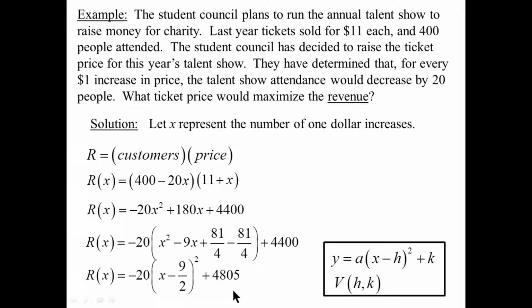From here, using this as a model, here we have vertex form for a parabola, the general case, where k, the y value at the vertex, is associated with y, because k is y at the vertex. So this number here, 4805, will be associated with R of x. So this will be the highest revenue they can get, 4805. Meanwhile, that happens when x is positive 9 over 2. So when x equals 4.5, that's 9 divided by 2, we have our maximum revenue, $4,805.